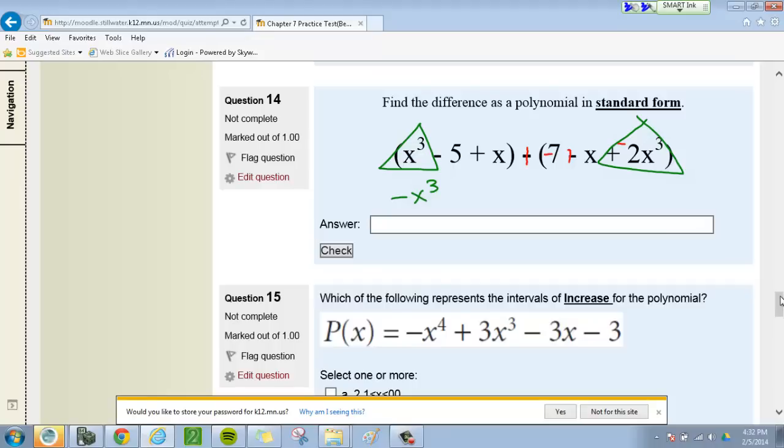Then I got this negative 5 plus negative 7. Well, that's just negative 12 right there. Finally, I have this positive x plus another positive x, and that's just plus 2x.